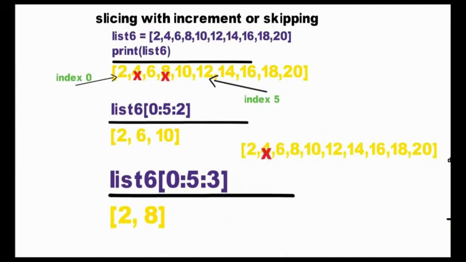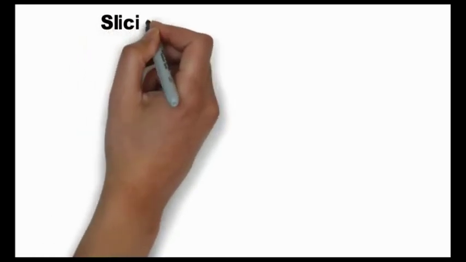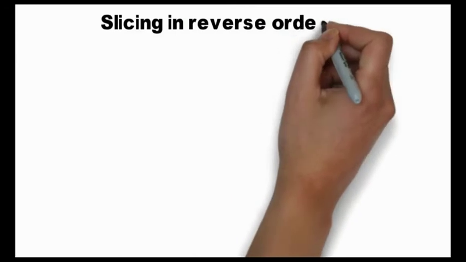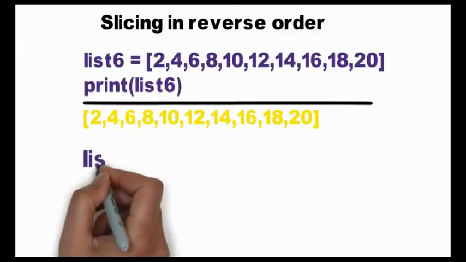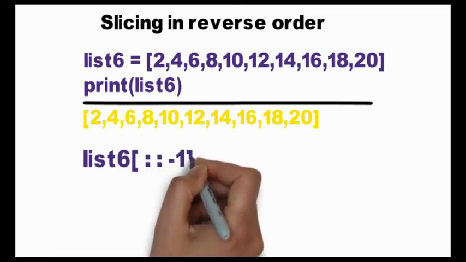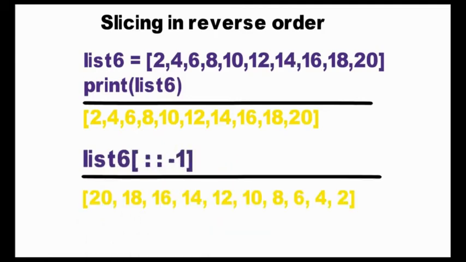So we can observe that after 2, 4 and 6 is skipped. Slicing in reverse order. In order to slice the list in reverse order, we need to write minus 1 as the step number. So list6[::-1]. You can see that we are trying to slice all the elements in reverse order.